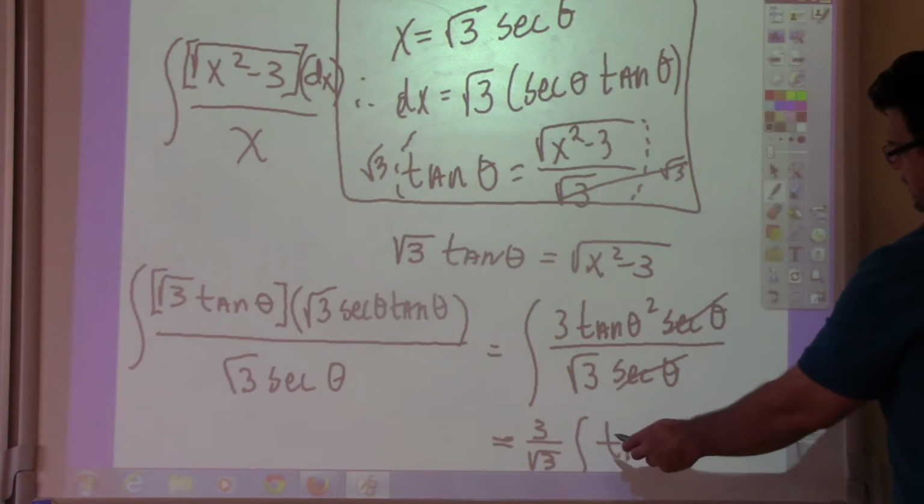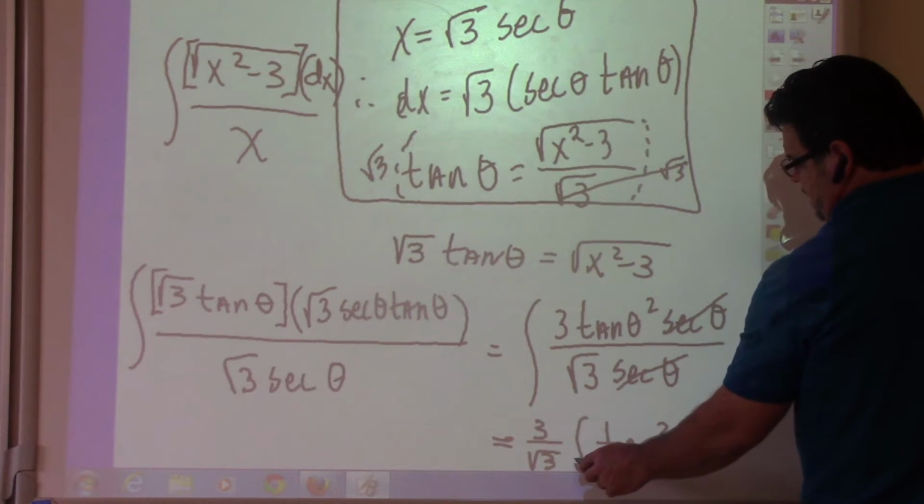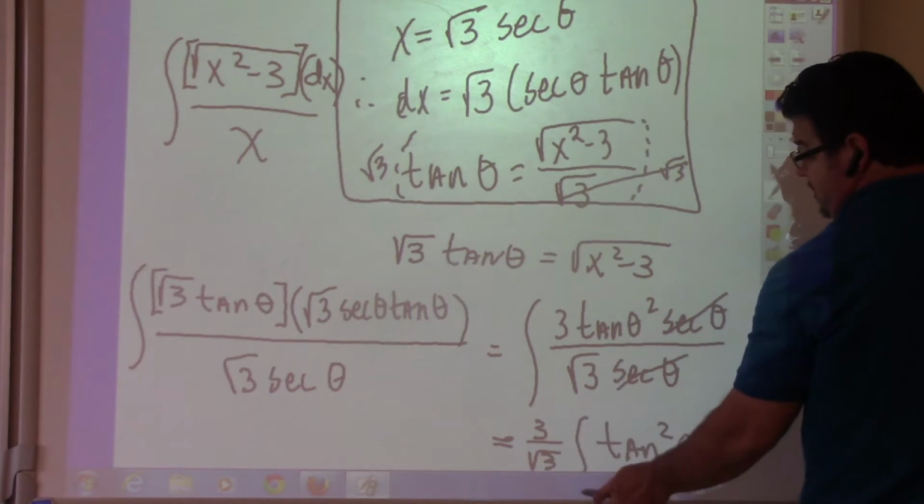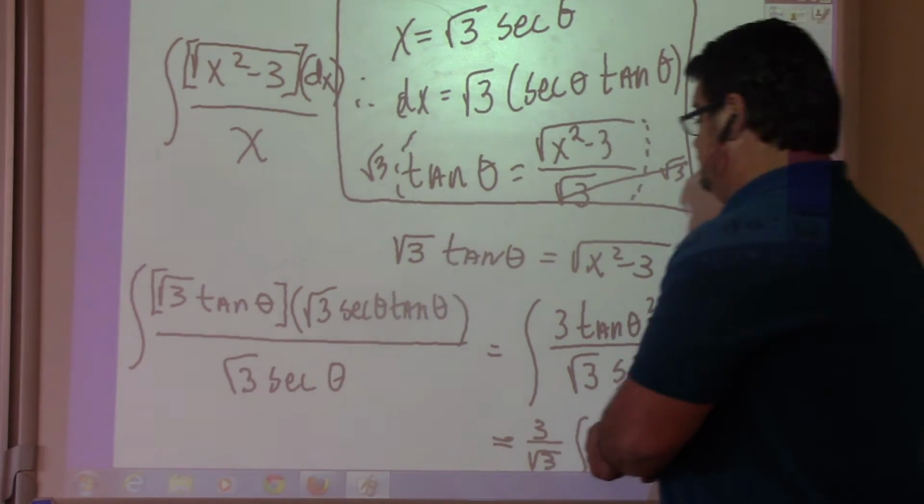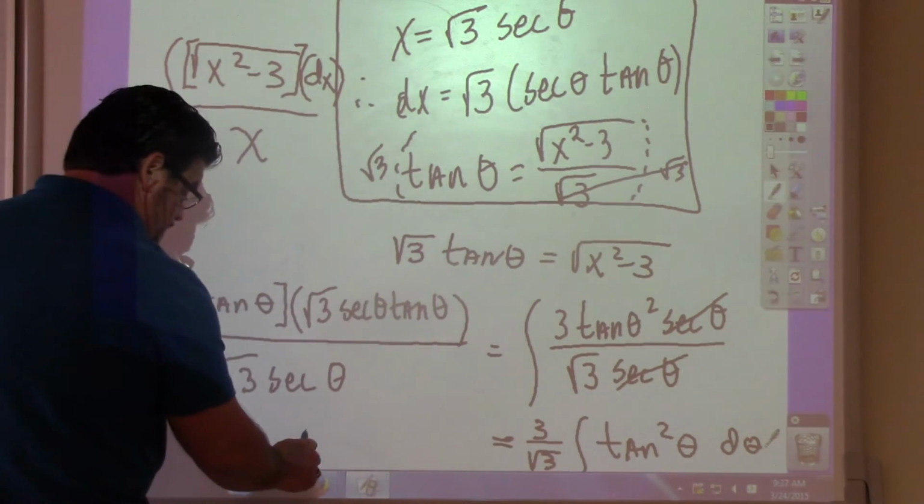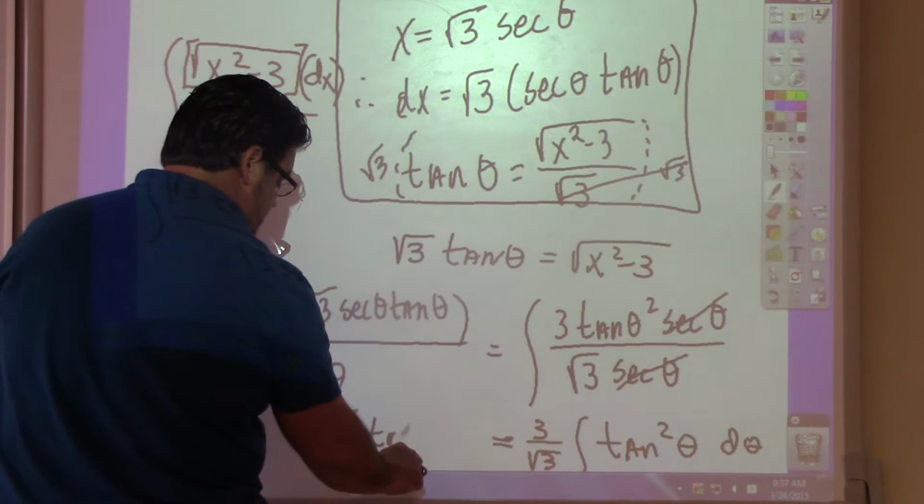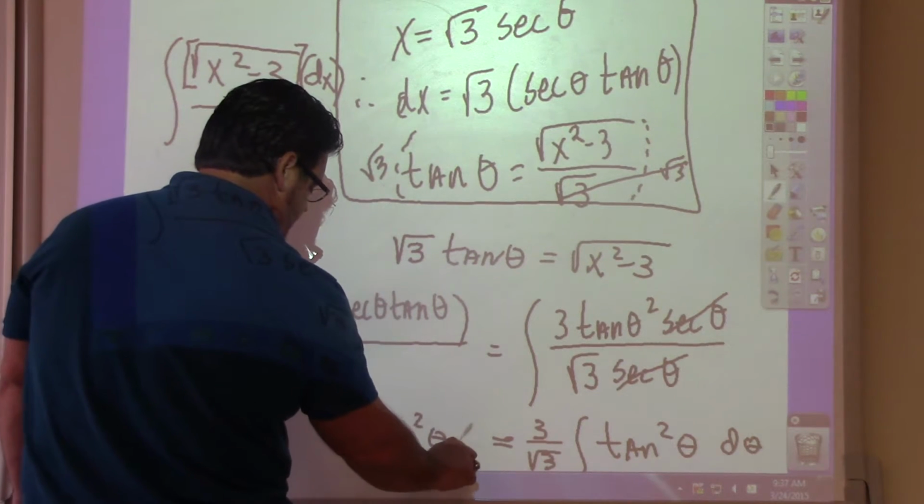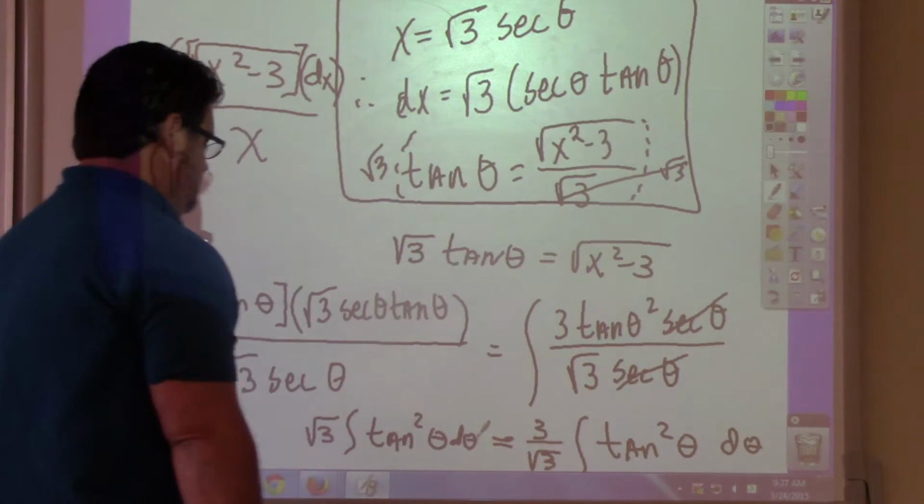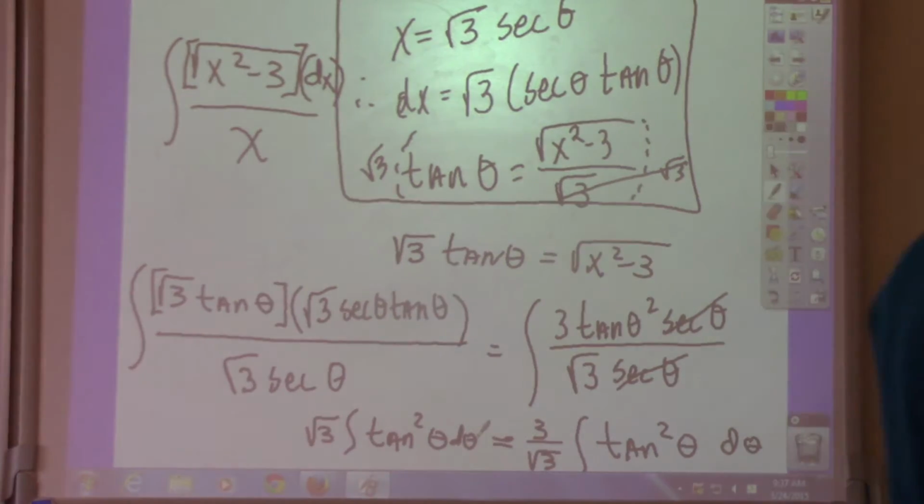And square root of 3, that'd be 3 times square root of 3 over 3. And the 3's cancel and you're left with the square root of 3 times the antiderivative of tangent squared theta. Make sure I did that square root of 3 right. Yep. I think I got it right. I got square root of 3 outside my answer.